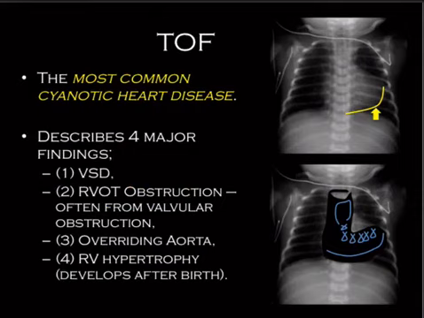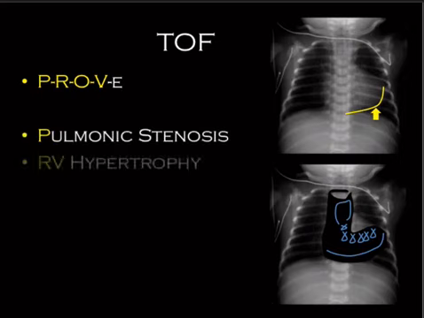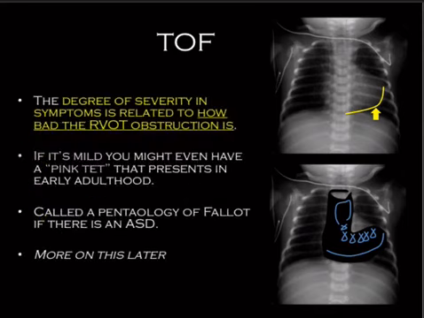Overall, most common. So testable point, there are 4 classic findings that are described, and there's a mnemonic that I use. Prove to me that you remember these 4 things. Pulmonic stenosis, RV hypertrophy, overriding aorta, and VSD.